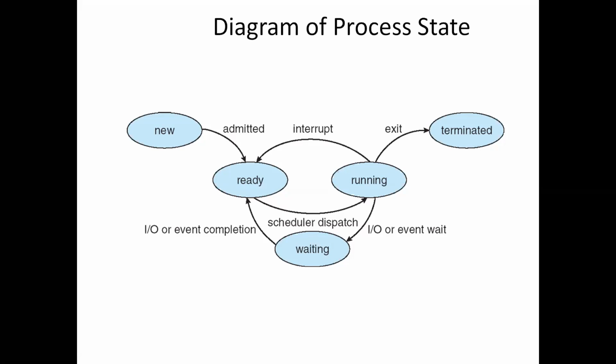Next is waiting state. Waiting state is where the process is waiting for some event to occur. That time the process will be in this waiting state. Next state we have here is terminated state. Once the process has finished its execution, the process will be shifted to terminated state. This is about process state.